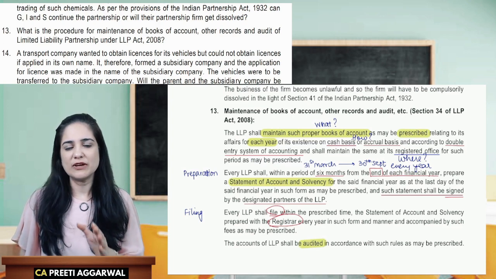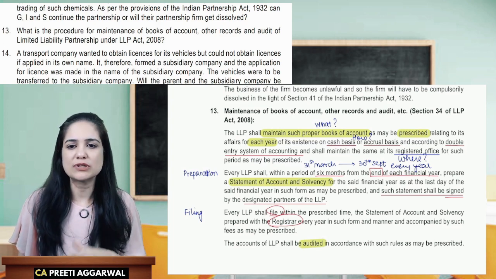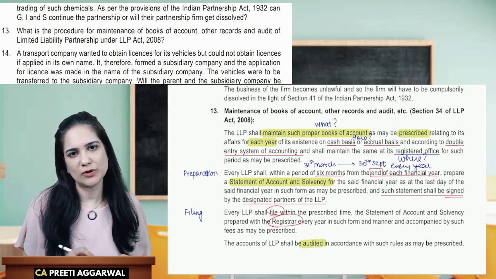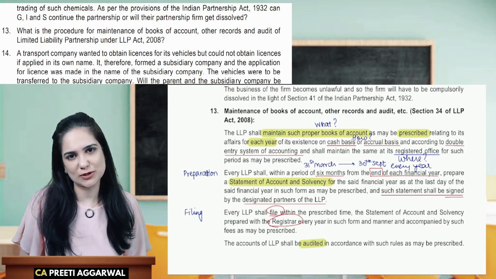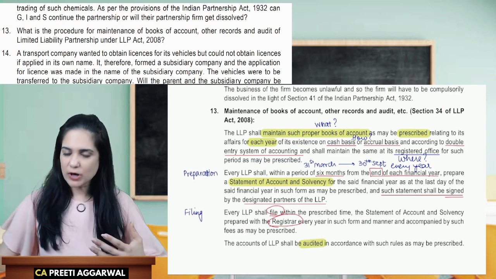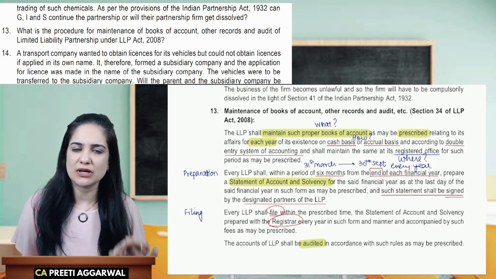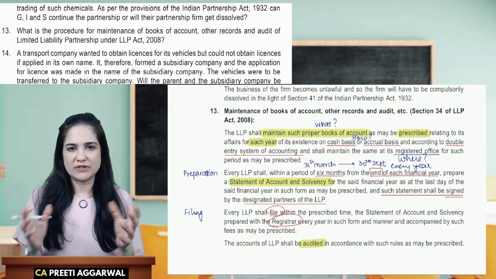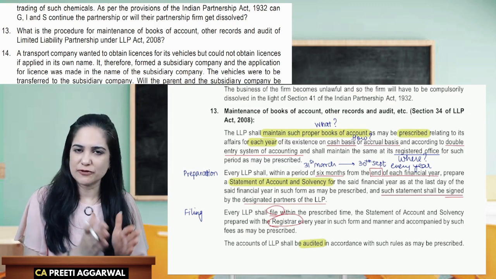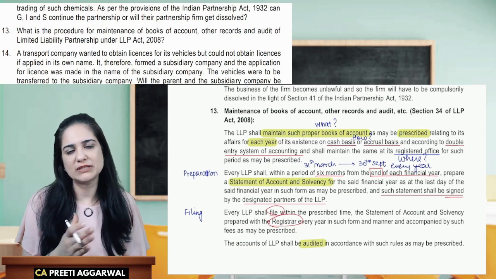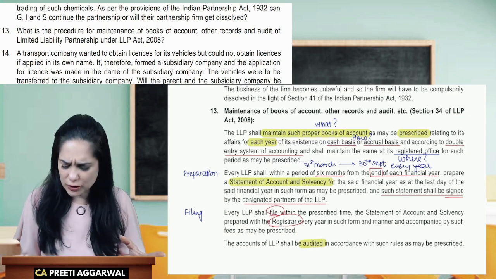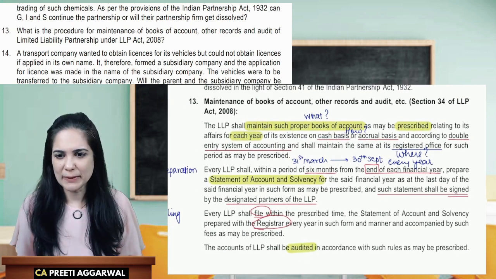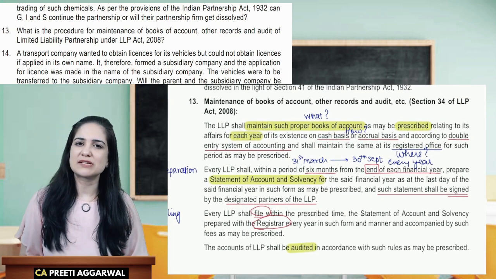So if the LLP has to maintain books, accounts, records, they can do so either on cash basis or accrual basis. Where will they preserve it? At the registered office of the LLP. So see, what will they maintain? They will maintain such books, accounts, and records as may be prescribed. So for every year they will prepare books, records, accounts, etc. It's a theory question. You must have gone through it. How will they prepare? Either on cash basis or accrual basis, following the double entry system of accounting.